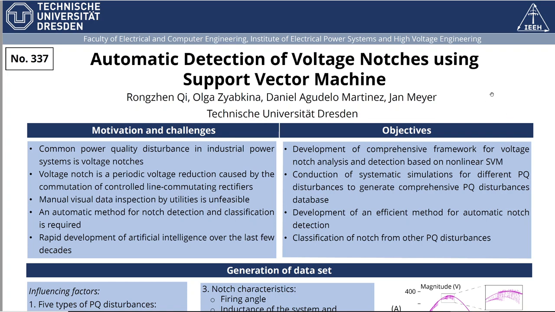However, the conventional manual inspection, which is visually implemented by utilities, is difficult and time-consuming. In recent years, highly automated artificial intelligence methods have rapidly developed and have been applied to automatic detection and classification of different PQ disturbances in PQ measurements and monitoring.